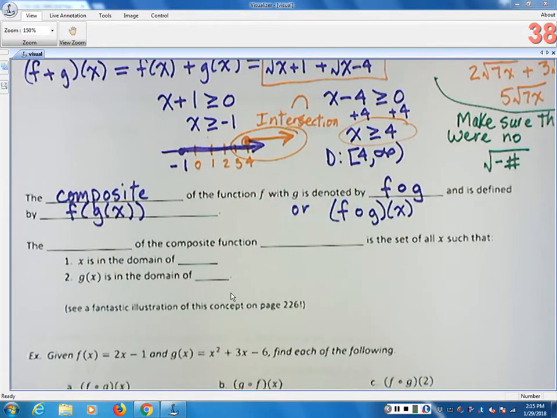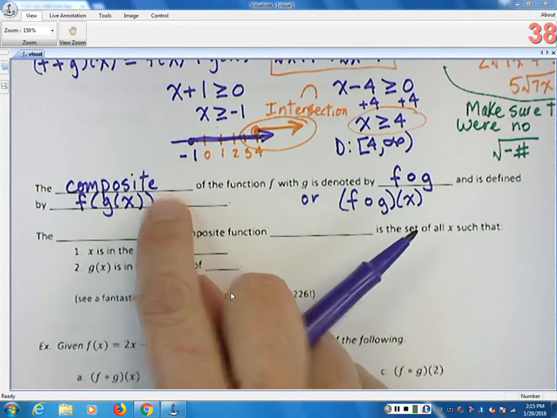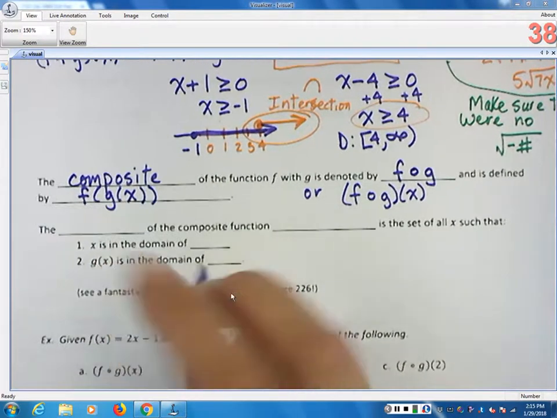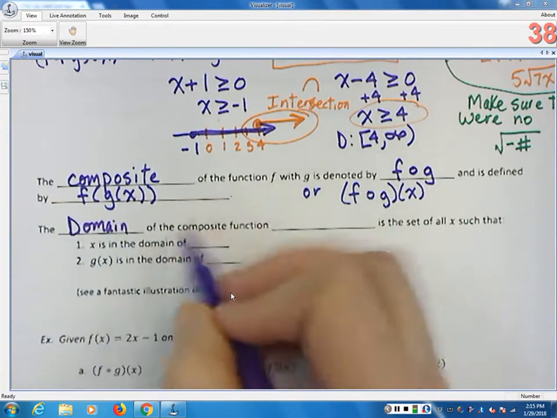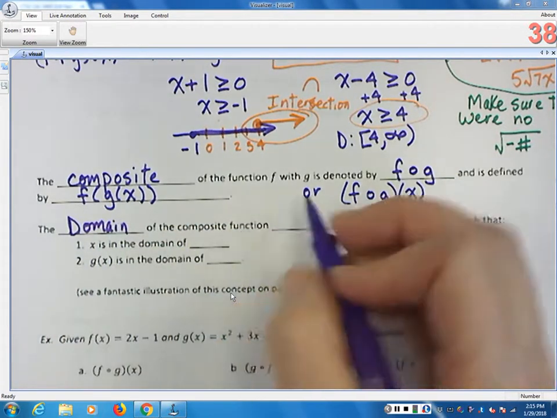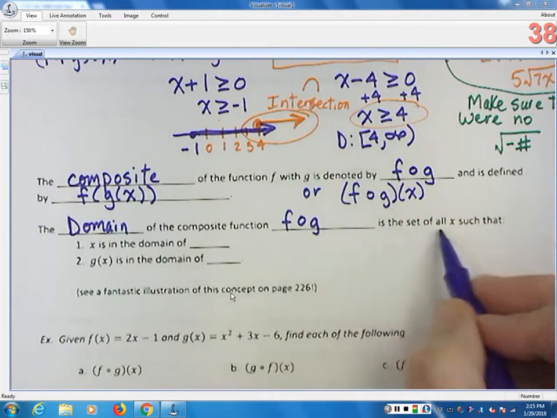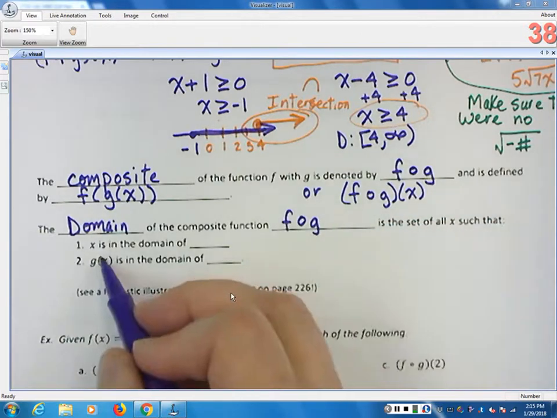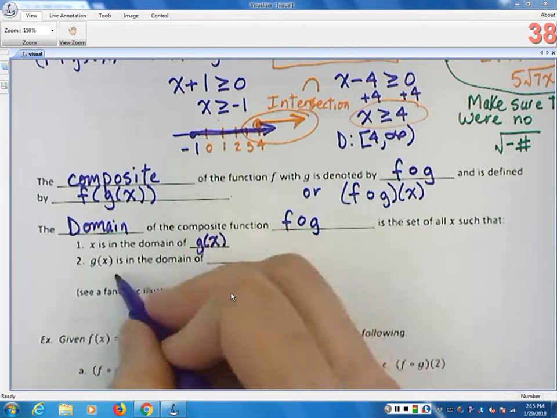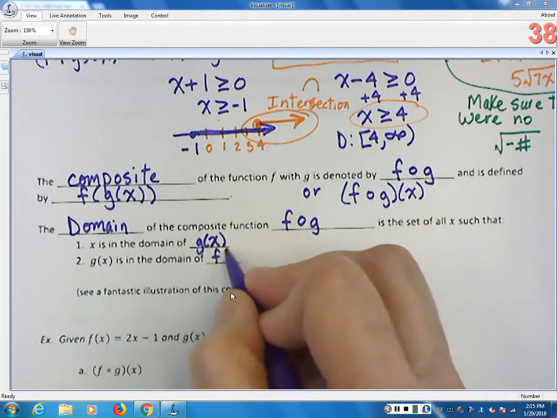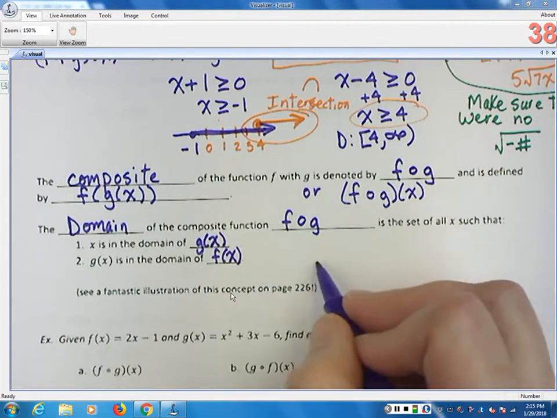Okay? So, this is called a composite function, and the domain of the composite function f composite g is the set of all x such that x is in the domain of g of x and g of x is in the domain of f of x. And it says to see an illustration, I'll just draw it.